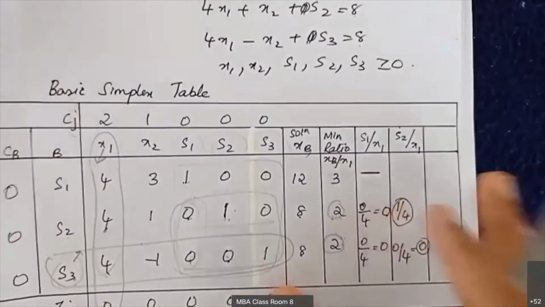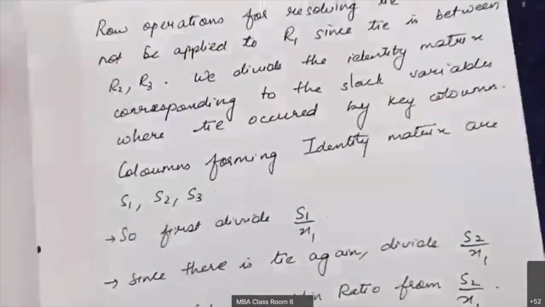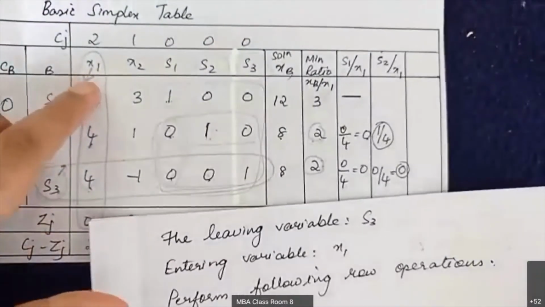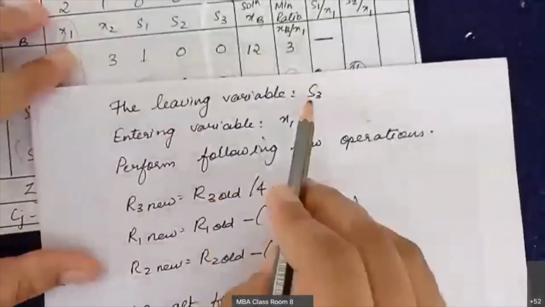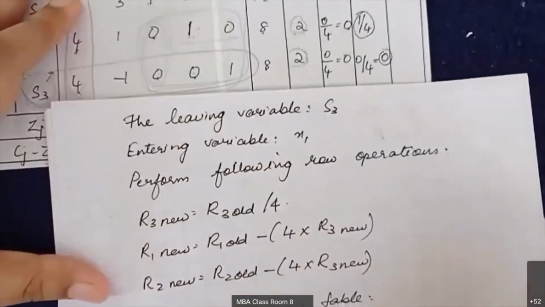Okay, when you have a tie. Okay, so now I have already written a few steps. The leaving variable in our case is S3. Entering variable is going to be X1. I have already written that leaving variable is S3, entering variable is X1. We have to perform the following row operations.